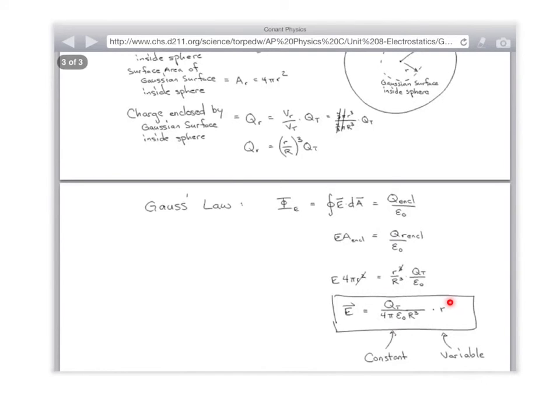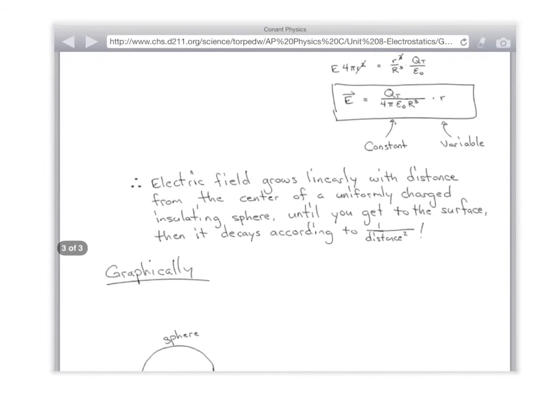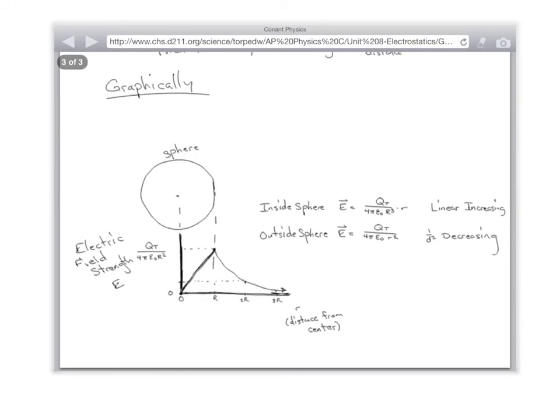Therefore, the electric field grows linearly on the inside until you get to the surface, and then it drops away. So it creates a piecewise function: it's linearly increasing from here to here, and from here to infinity, it drops off according to 1 over r squared. Does that make sense?